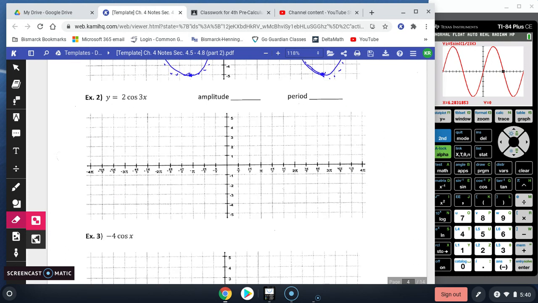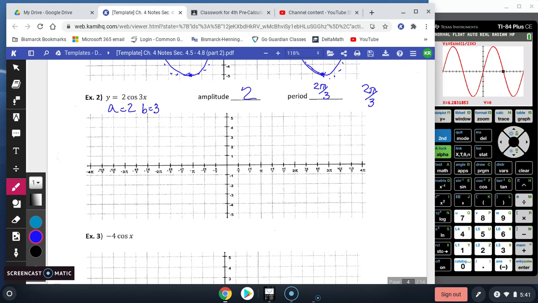2 cosine of 3x. So same kind of thing. The amplitude is 2. My A is 2. And my B is 3. So to find my period, I'm going to go 2 pi divided by 3. So my period is 2/3 of a pi. What that means is in just 2/3 of a pi, this cosine graph is going to give me the whole curve.